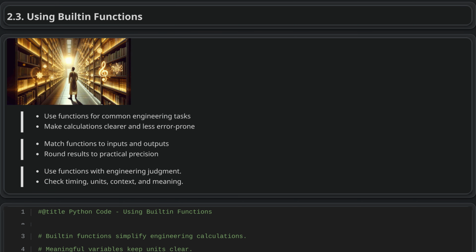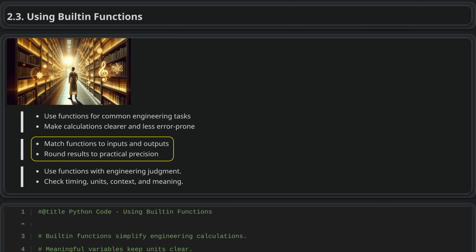Using built-in functions. Python's built-in functions help engineers handle common calculation tasks, such as finding maximum or minimum values, rounding results, and converting data types. They make work like checking beam deflections or survey depths faster, clearer, and less error-prone. This supports accurate results for design decisions, cost estimates, and field judgments.